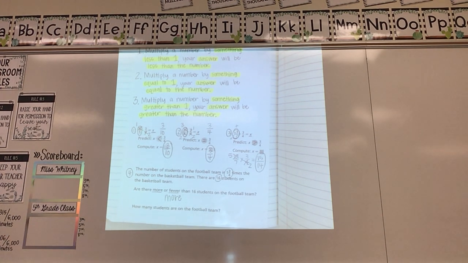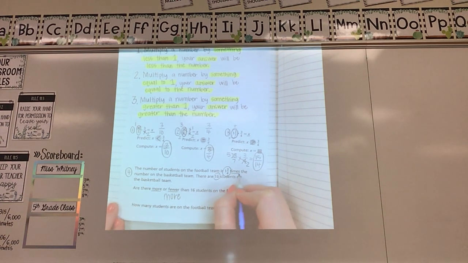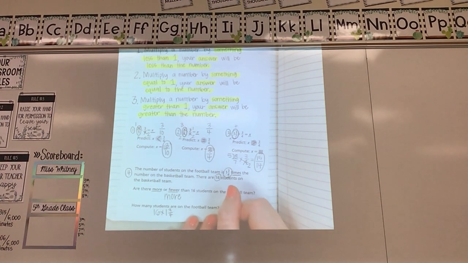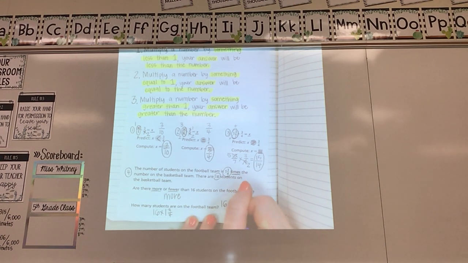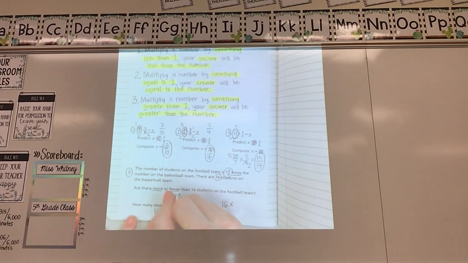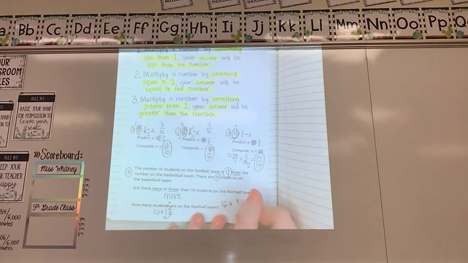How many students are on the football team? Well, now we have to actually solve it. There's a key word in there that tells me what I'm going to do. What is the key word here? Times. So I need to multiply 16 times 1 3/4. Now the 16 is okay, but the 1 3/4, I can't do a mixed number, so I have to rainbow that. Rainbow, and that gets me a 7/4.